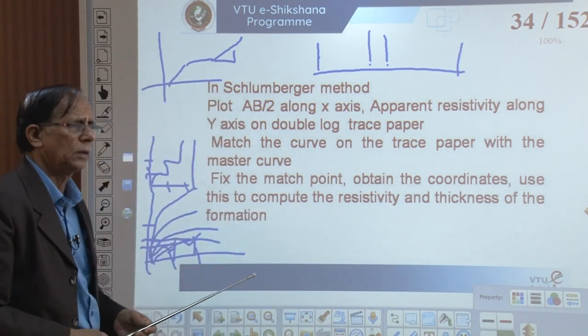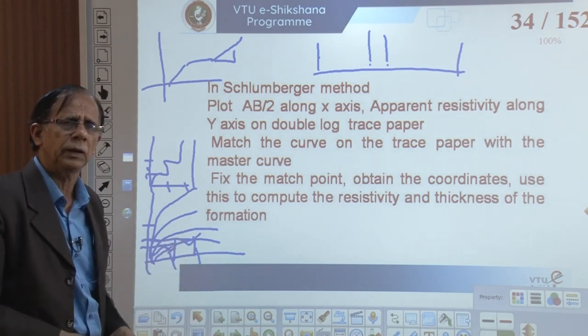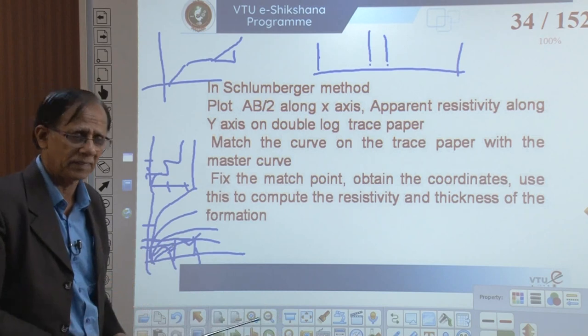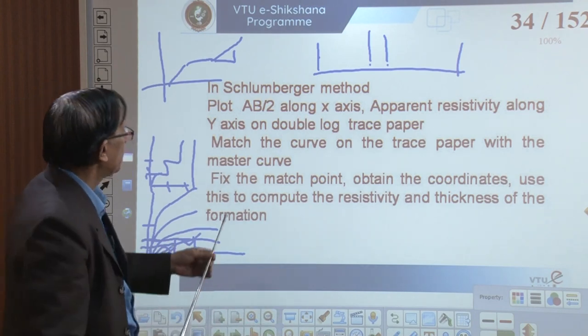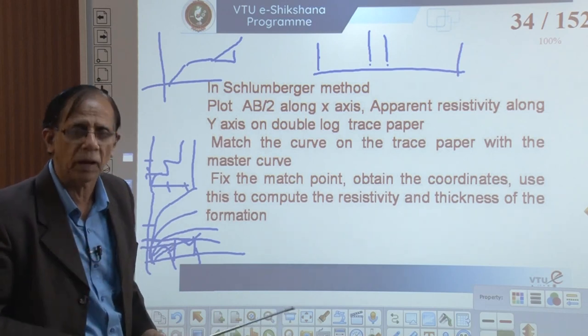But this is 99 percent accurate, but not 100 percent, I can say. Therefore, personally, it depends on the individual's choice. If you ask me, I prefer Wenner.